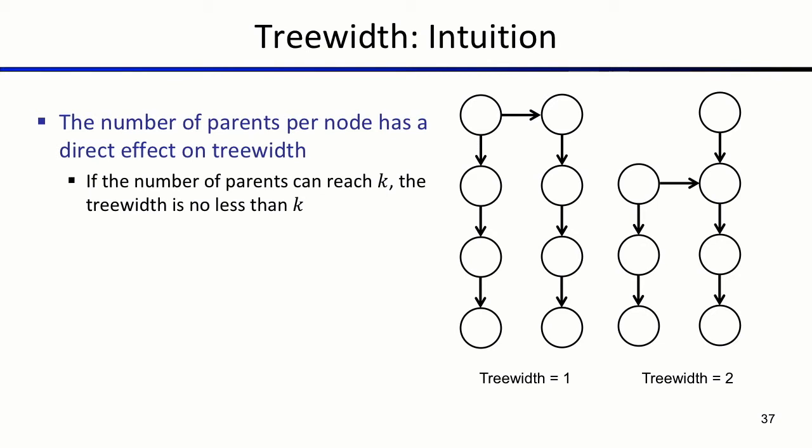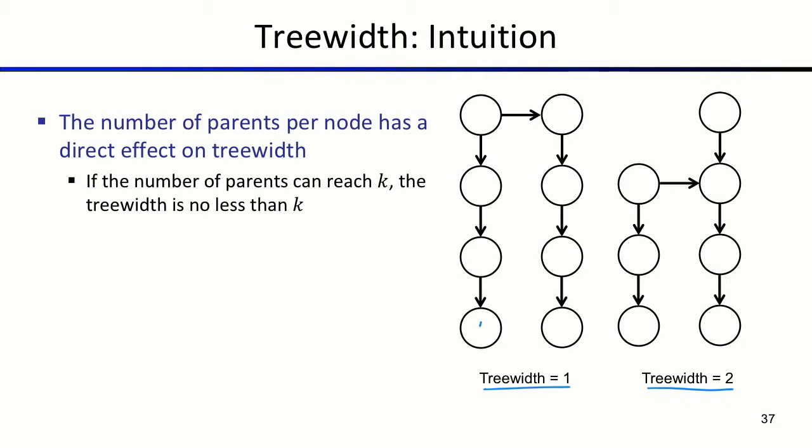So if you look here, we have two networks. They are very similar, but one has tree width equal to 1 and the other one has tree width equal to 2. And the difference between them is the fact that the right one has one node with a larger number of parents than the left one.